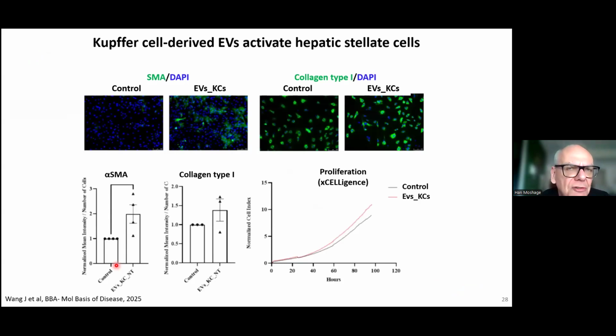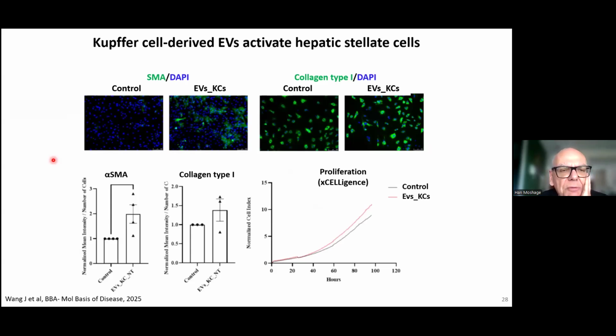And markers of stellate cell activation are components of scar tissue, extracellular matrix, and two important components of extracellular matrix and stellate cell activation are collagen type 1, which is a protein present in extracellular matrix and scar tissue, and alpha smooth muscle actin, which is a marker of stellate cell activation.